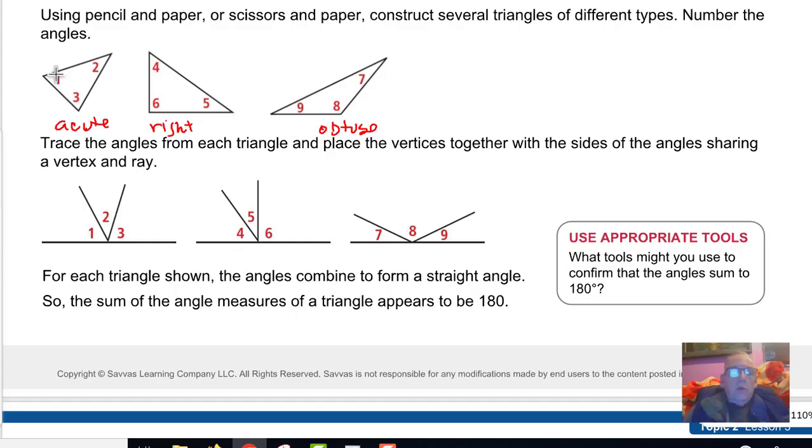So we could draw these on a piece of paper, and we could tear off the vertices, tear off the points of the triangle, and arrange those so that they basically form a straight line. So 1, 2, and 3 together, if we tore off 1, tore off 2, and tore off 3, and rearranged them, we can put them together and see that they add up to make a straight line. And a straight angle measures 180 degrees. So this is a demonstration that the angles inside of an acute triangle add up to 180 degrees.